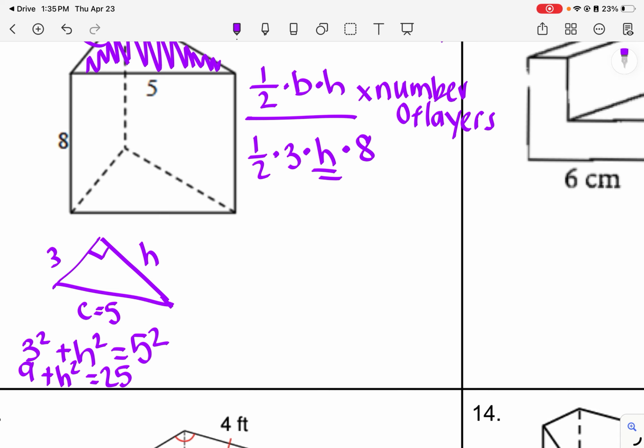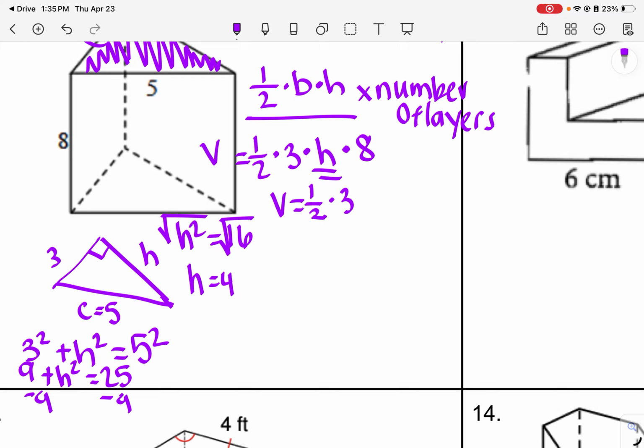And then to get h squared alone, we're going to take away 9 from both sides. And we get h squared equals 16. And then we're going to square root both sides to undo squaring. So h equals 4. So now I'm going to go back and plug it in. Volume equals 1/2 times 3 times 4 times 8, because that 4 is the only thing we needed to plug in. So our volume is going to be, once we type all that into the calculator, 48, and there's no units provided, so we're going to write units cubed, just a U, or you can write the word units.